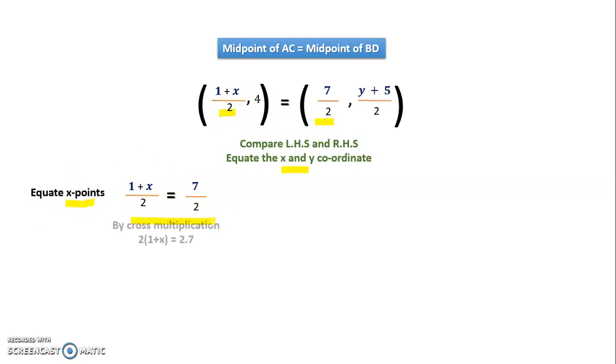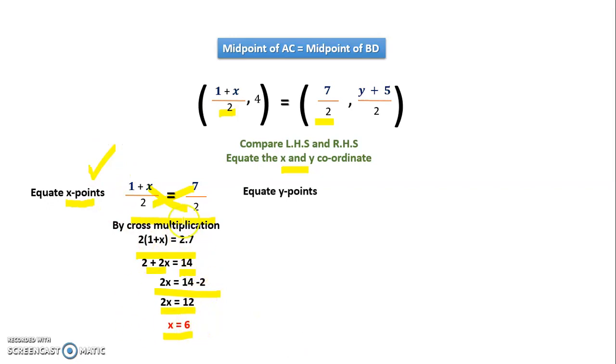So I equate both. By cross multiplication you get 2 into (1 plus x) and 2 into 7. 2 into (1 plus x) is 2 into 1 plus 2 into x, so 2 plus 2x equals 2 into 7, which is 14. After transposing the terms, 2x equals 14 minus 2. So 2x equals 12, that is x equals 6. That is the answer when you equate the x points.